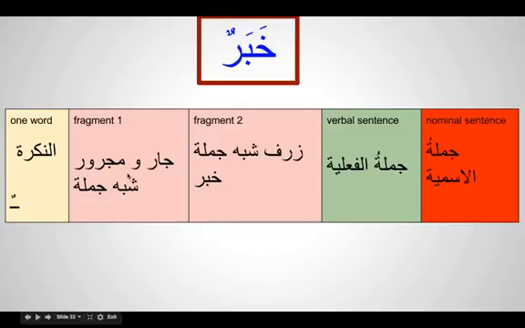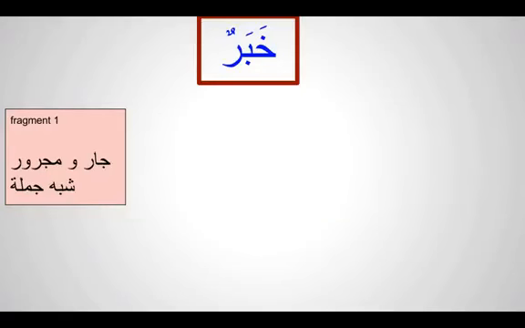So this is what we are looking at: whether it is one word or a combination, and what type of combination, whether it is jar majroor, or zarf and mudaf ilayhi. And we got the whole sentence of Jumlatul Fi'liya coming as a khabar. So we have to identify that. And Jumlatul Ismiya itself can come as a khabar. For example, if I say Ahmadu huwa ibnul muhandis, he is the son of the engineer. So huwa ibnul muhandis is itself a Jumlatul Ismiya coming as a khabar for Ahmadu. So inshallah we will do it again.